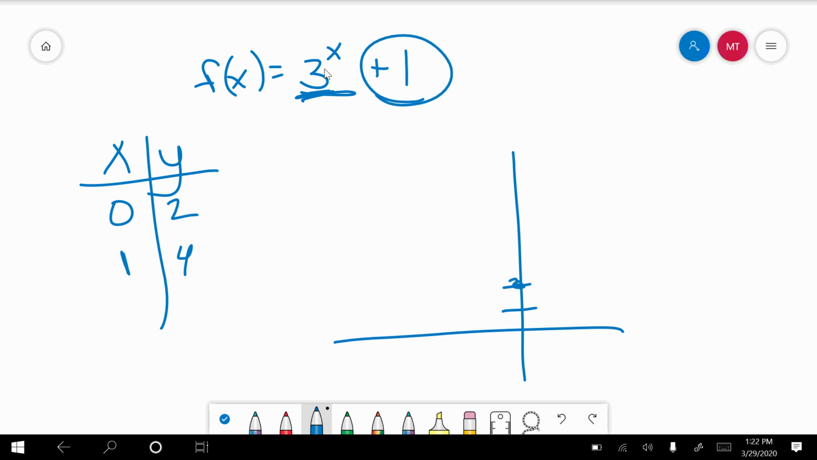So same thing we've talked about in the past. This is going to vertically move this stuff. And there is going to be an asymptote that also moves. When you move it vertically, it moves up and down.